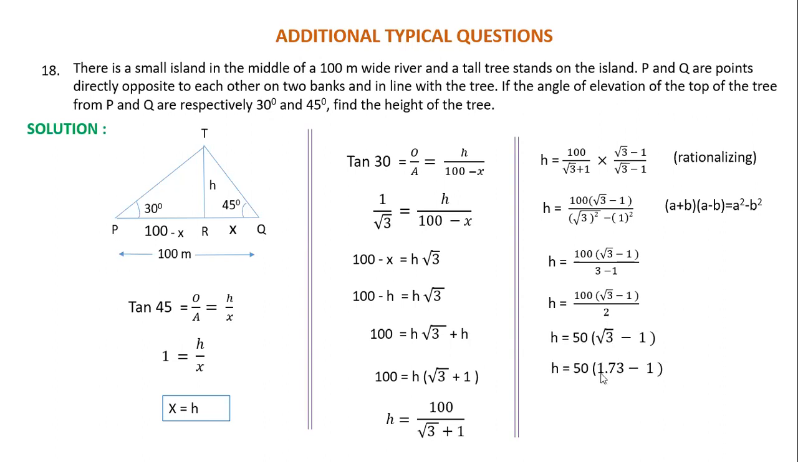So the value of root 3 you can write as 1.73, minus 1 is 0.73. So 50 into 0.73 is 36.5 meters. So the height of the tree is 36.5 meters.